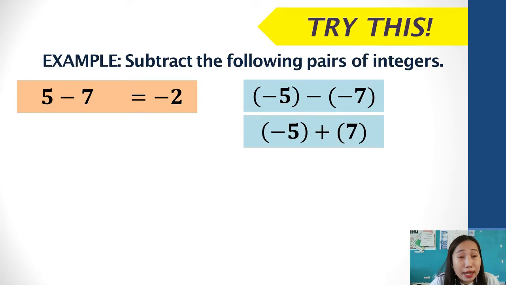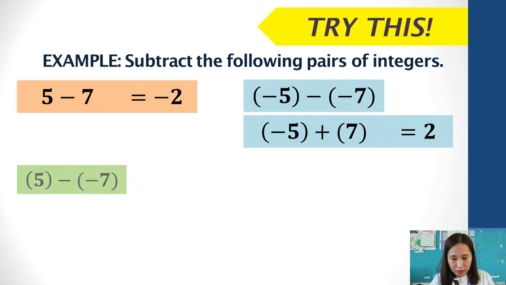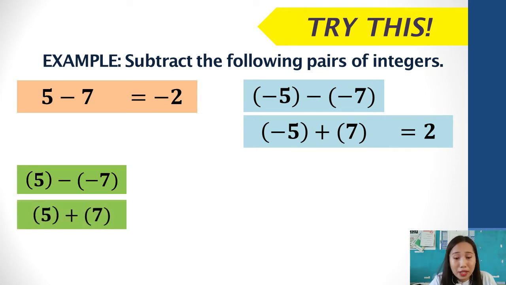Okay, naging negative 5 plus 7 na siya. Ano bang sagot natin ngayon? Positive 2. Okay, very good. Next, 5 minus negative 7. Okay, so naging 5 plus 7 na siya. Ang sagot ngayon ay 12.